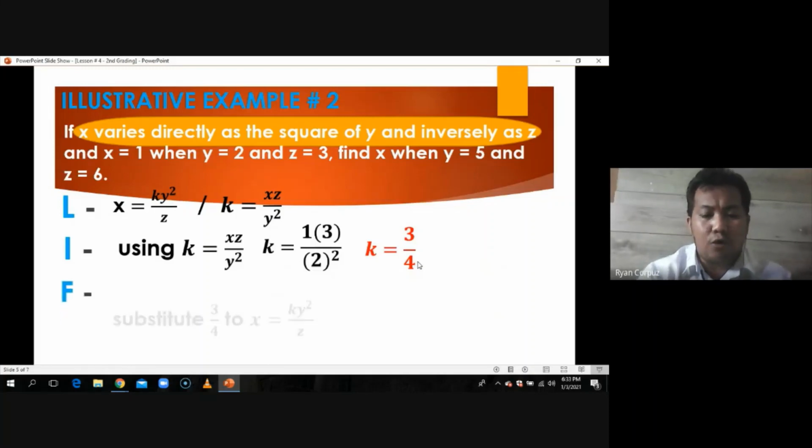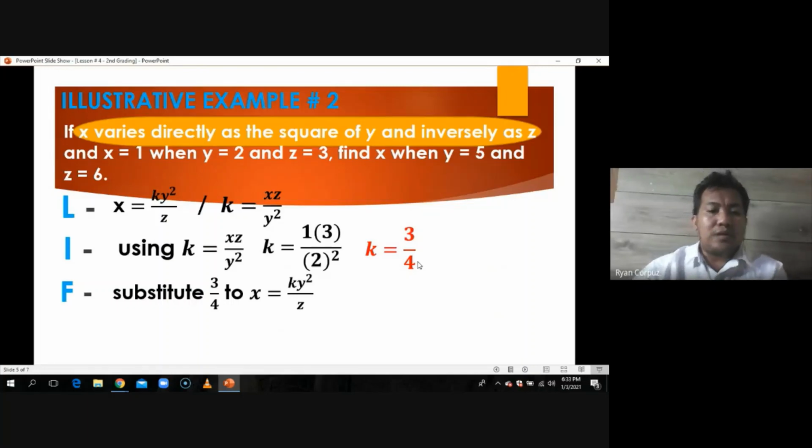Then that 3 over 4, for us to form the equation of variation, substitute that 3 over 4 to the first form equation na x is equal to k y squared over z. So in place of k there, we'll replace it by 3 over 4. So yung 3 on the numerator part here, then the 4 is on the denominator part. So it will come up with x is equal to 3y squared over 4z. It's just like you are going to put 3 over 4 here. So the 3 is on the numerator, then the 4 is on the denominator. So that will form this equation of variation.